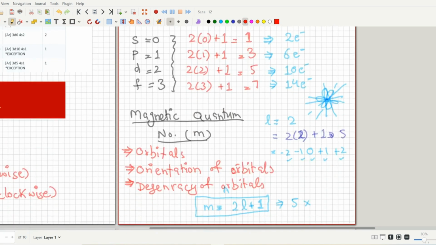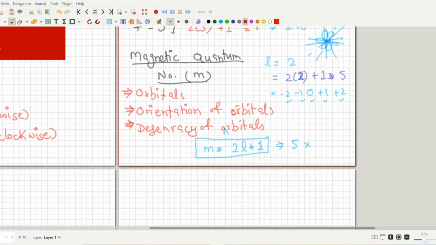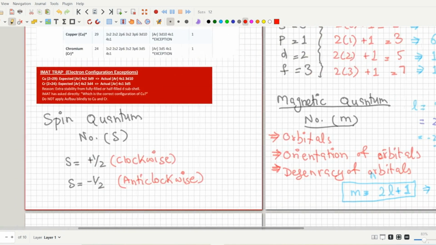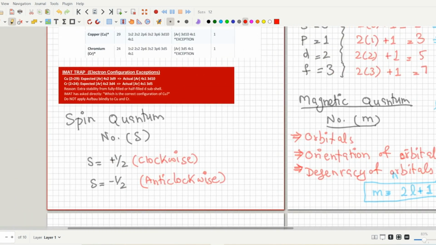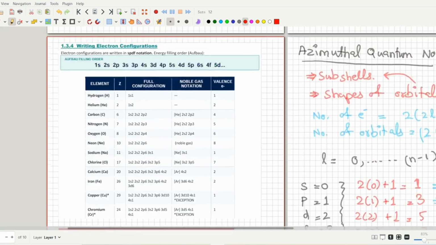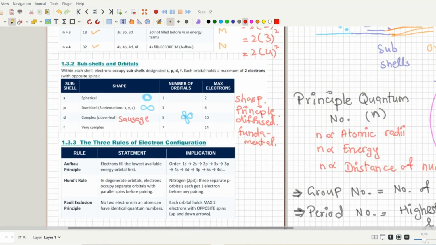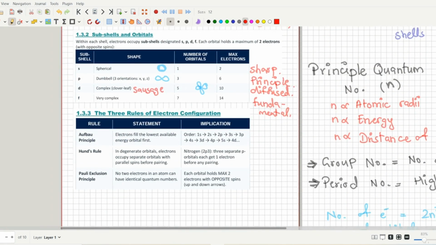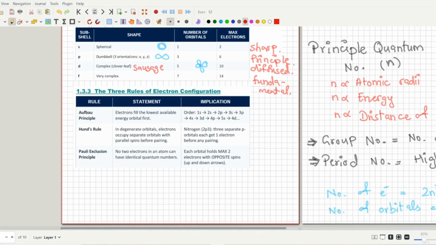What is the magnetic quantum number? It tells you about the orbitals, the orientation of orbitals and the degeneracy of orbitals. The last thing that you studied was the spin quantum number. The spin quantum number tells you about the rotation of electrons. It could be clockwise or anti-clockwise. Now let's get back to our topic about the 3 rules of electronic configuration, because now you can understand electronic configuration in the best way possible.